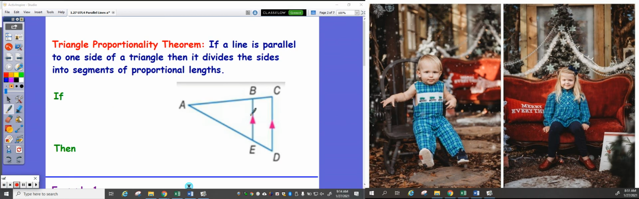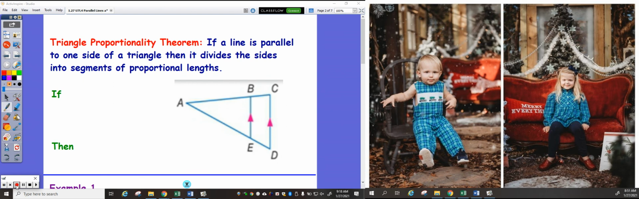These little triangles right here mean what? Parallel. Okay? It just says it right here. Let's get back to this. So, the triangles mean they're parallel.